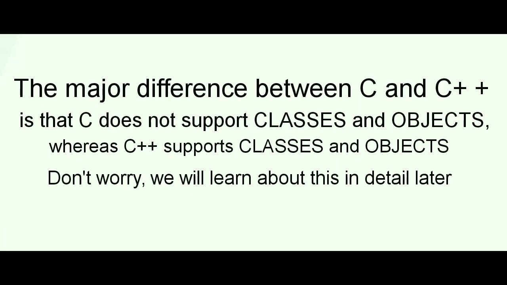The major difference between C and C++ is that C does not support classes and objects, whereas C++ supports classes and objects. Don't worry, we will learn about this in detail later.